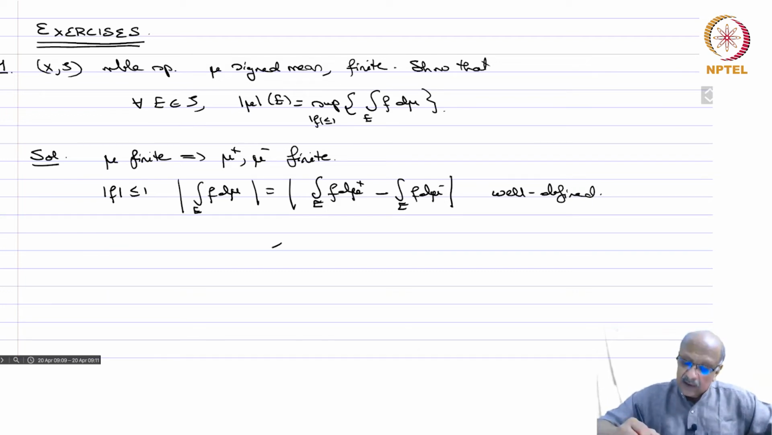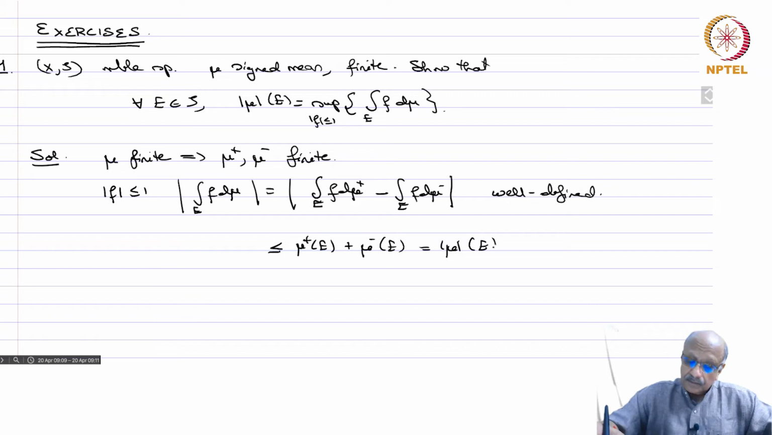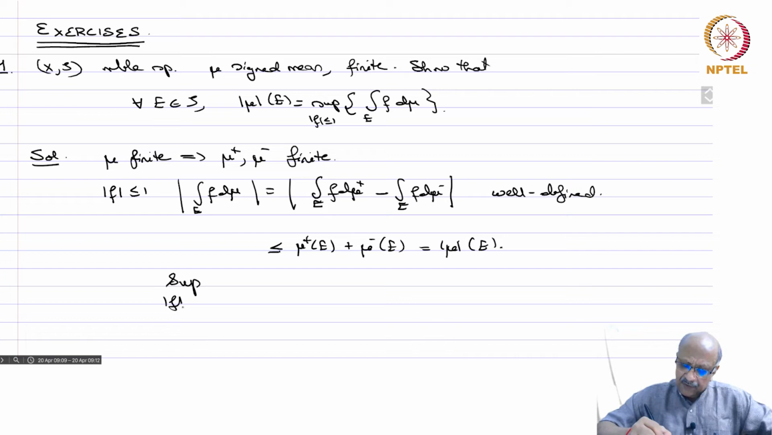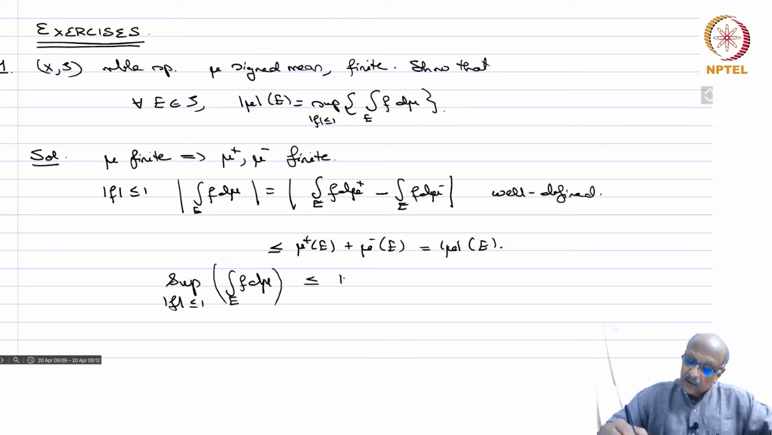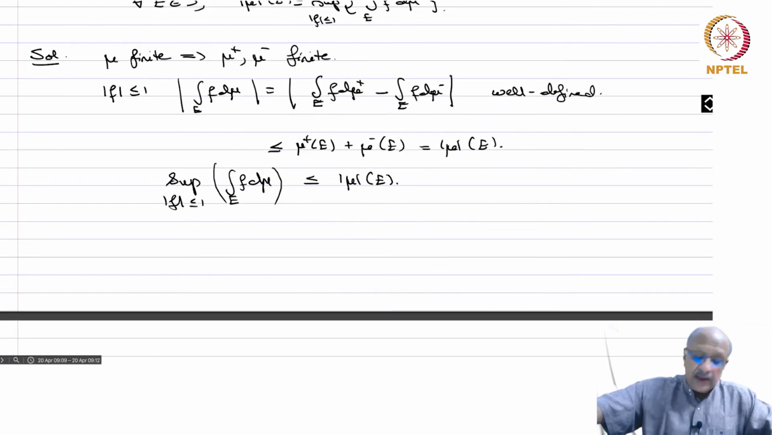And also this is now less than or equal to integral of mod f d mu plus plus integral of mod f d mu minus. Mod f is less than or equal to 1, so this is mu plus of E plus mu minus of E, which is equal to mod mu of E. So if you have this, therefore sup over mod f less than or equal to 1 of integral f d mu over E is less than or equal to mod mu of E. Now we have to show the reverse inequality.